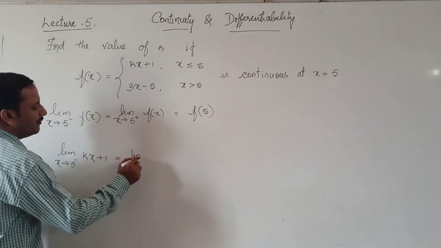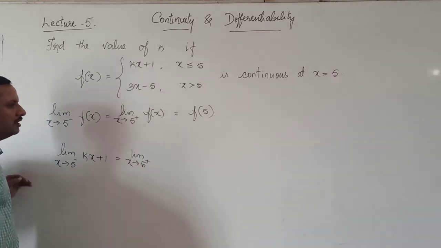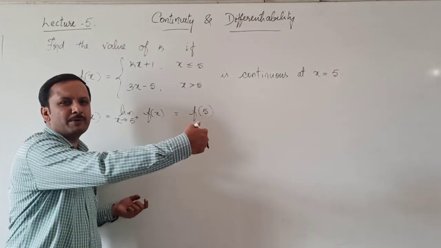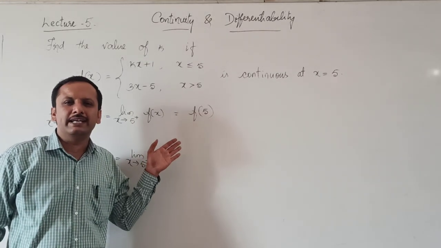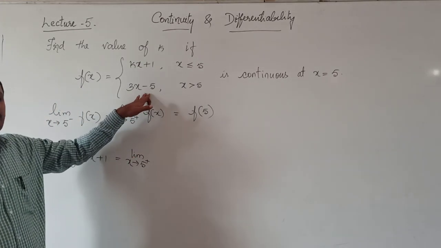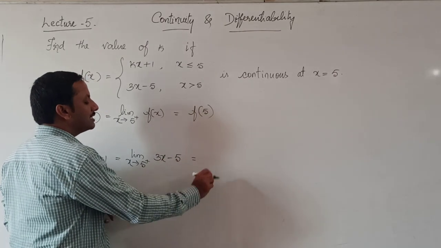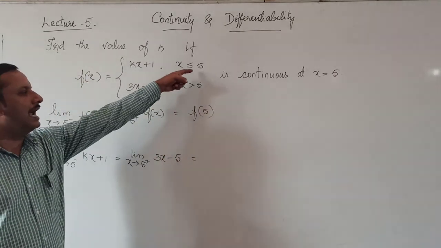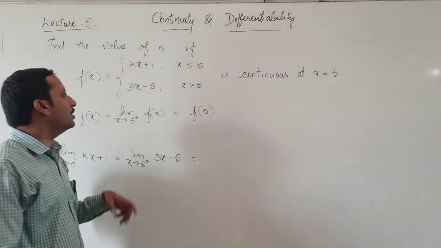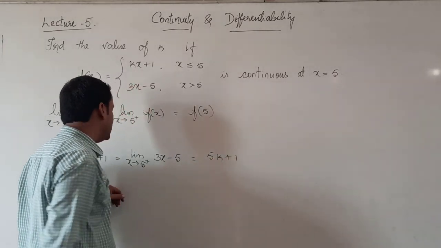That's equal to limit x tends to 5 plus f of x, which means x is approaching 5 from right side. When x approaches 5 from right side, it indicates that x is greater than 5. When x is greater than 5, the function is defined as 3x minus 5. That's equal to f of 5. At x equal to 5, the function is defined as kx plus 1. Put x equal to 5, that will give you 5k plus 1.